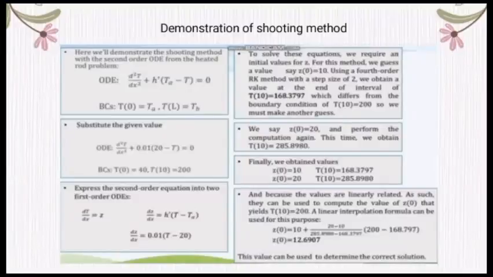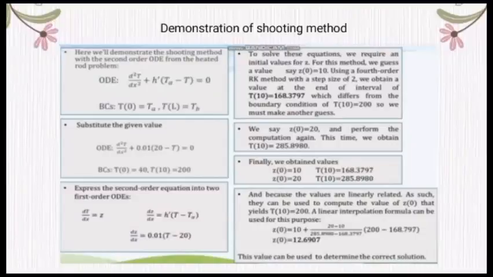So, we must make another guess. We say Z of 0 is equal to 20 and perform the computation again. This time, we obtain T of 10 is equal to 285.8980, which is way greater than the expected value.